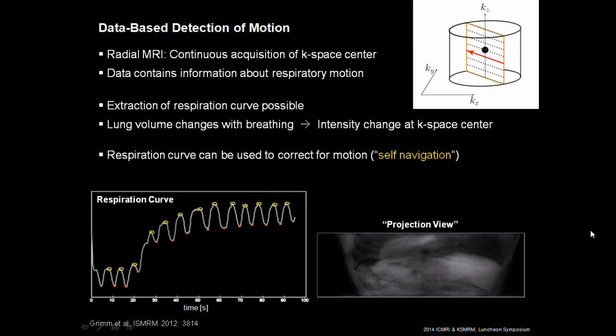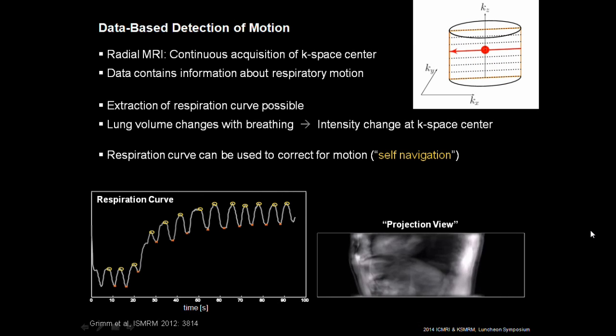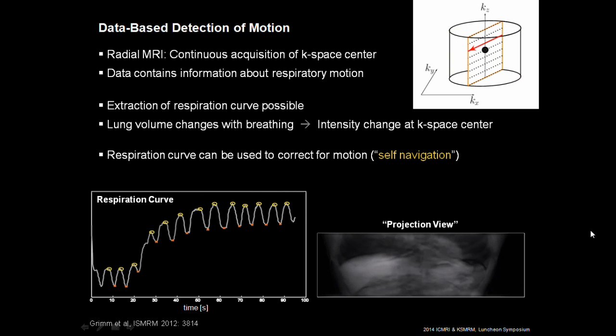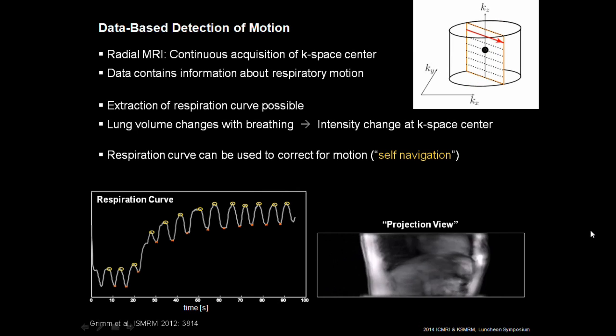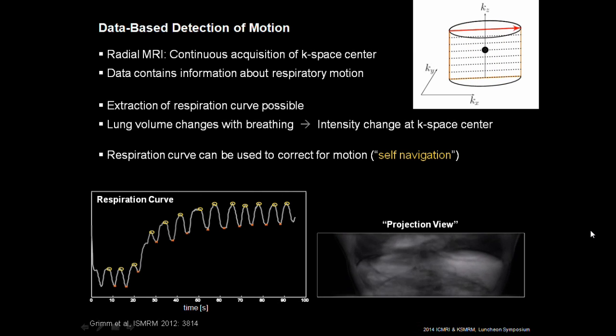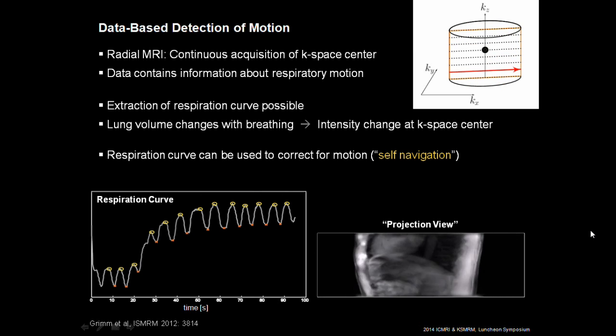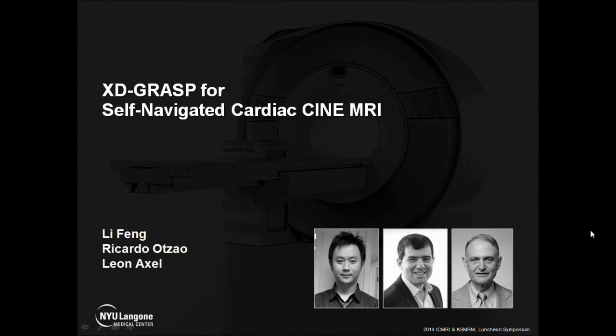And if you again look at this projection view, you can see that this projection view not only contains information about the respiration, but you can also see the cardiac motion. And so in this last part of this talk, I will talk about how we can combine this self-navigation idea or self-navigation concept with our GRASP reconstruction technique for the application of cardiac cine MRI. And this is again a project done by Li Feng, Ricardo Otazo, and Leon Axel.